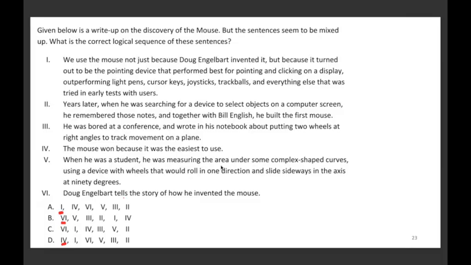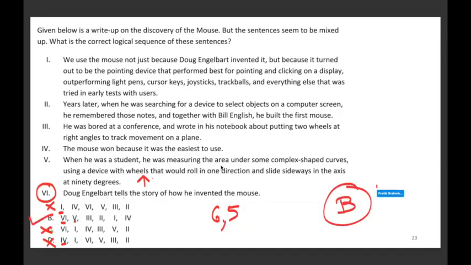So logically, your starting point has to be 6, because this person is basically telling you a story around it. So 1 is wrong and D is also wrong. Between B and C, the next one has to be 5 or 1. 5 is still in the past, so because he's telling a story of how he invented the mouse, he has to go to the past. So after 6 comes 5. So obviously C is wrong and B is the right answer here. Okay, we'll move to the next one.